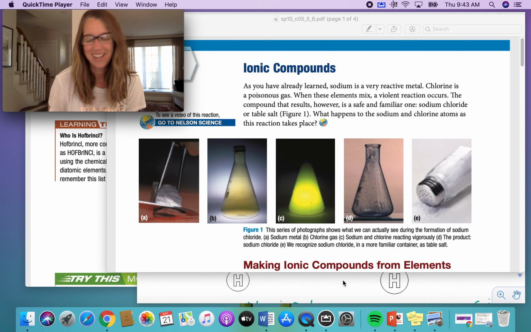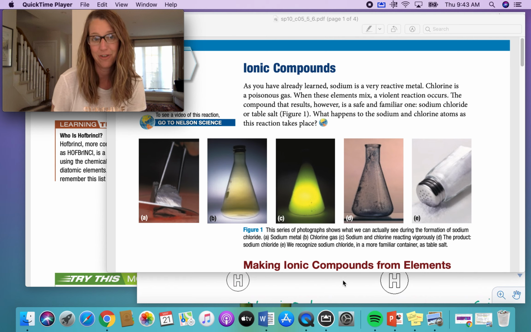Grade 10s, welcome to module number 14. This is our molecular compound naming module. I'm going to show you how to do the very last rule for naming compounds that we're going to learn in grade 10. We'll build on that in grade 11 chemistry.